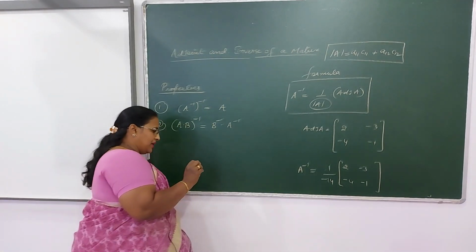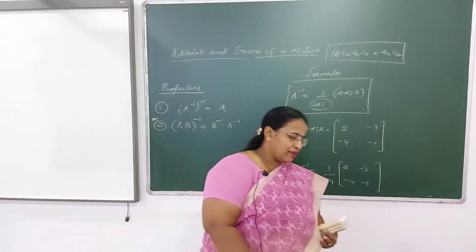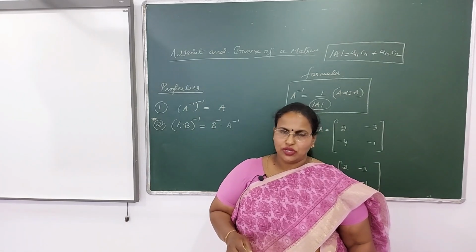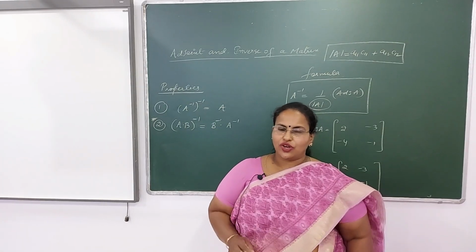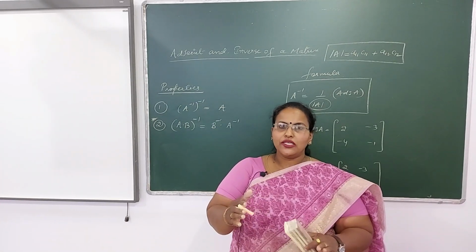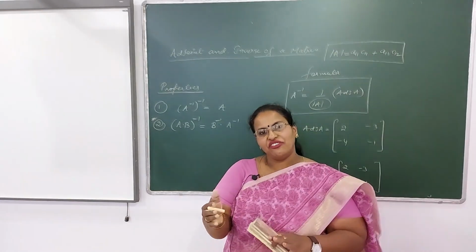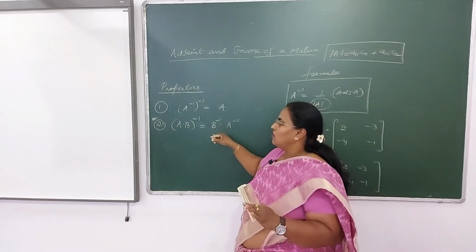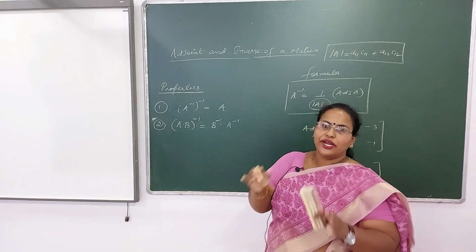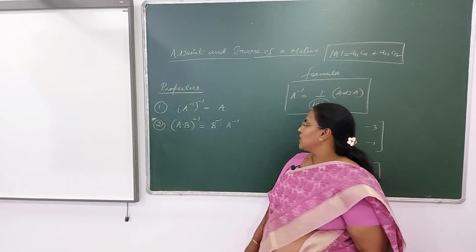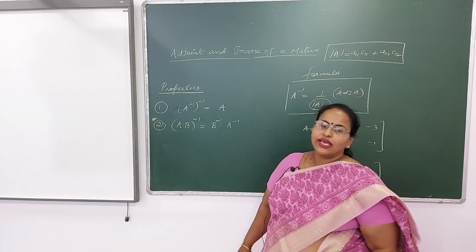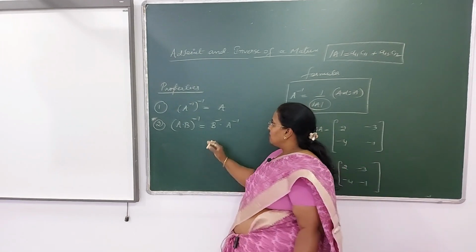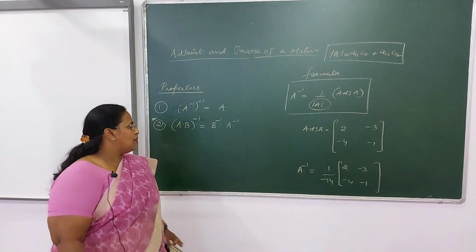The product property based on transpose, AB whole transpose is B transpose into A transpose. There also the reversal law is followed. Adjoint of AB is equal to adjoint of B into adjoint of A. Here also the reversal law is followed. And this is the third one where the reversal law is obeyed: AB whole inverse is equal to B inverse into A inverse. Is it fine?